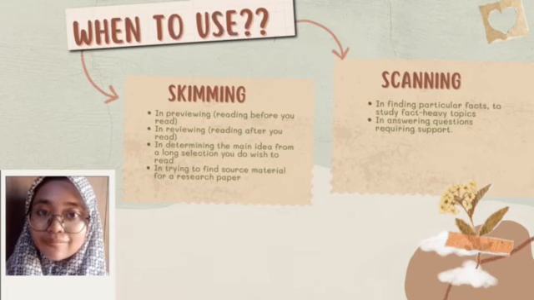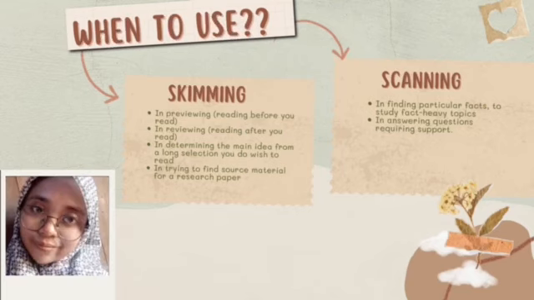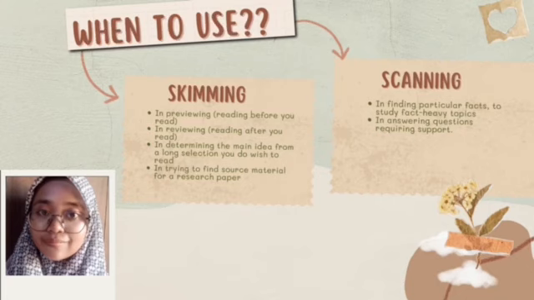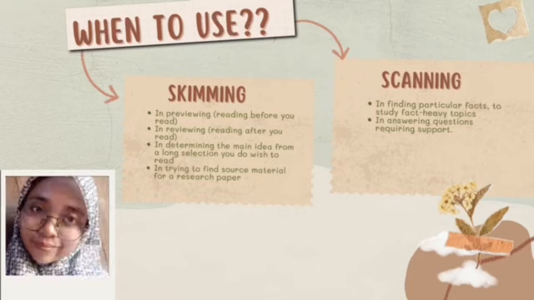Then, we have to know when we can use these reading techniques. For skimming, we can use it in previewing, that means reading before you read. Usually we do it to check a book or story to see if we are interested or not. In reviewing, that means reading after you read. We make a revision after you read all the topic.